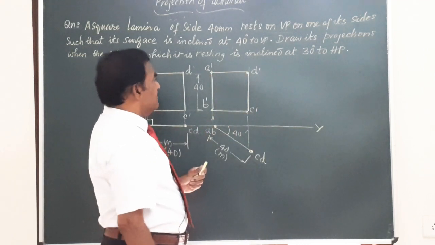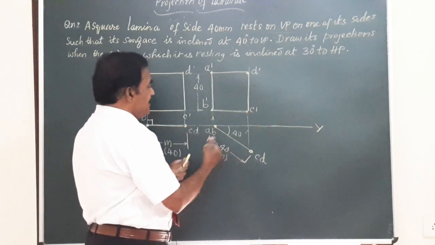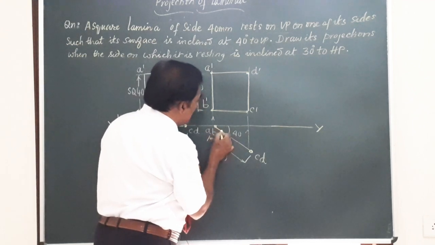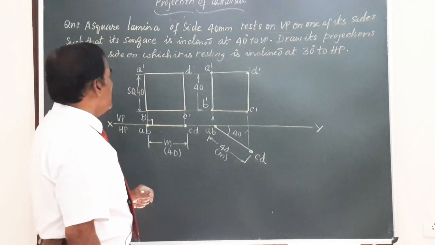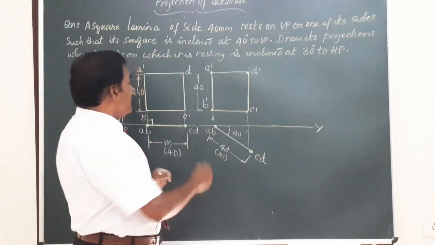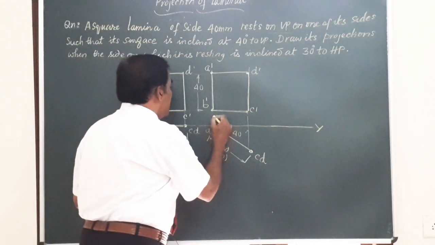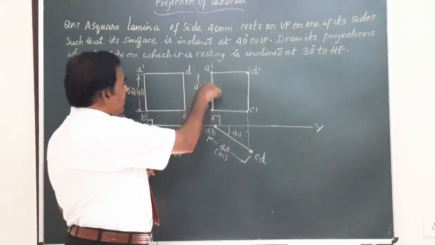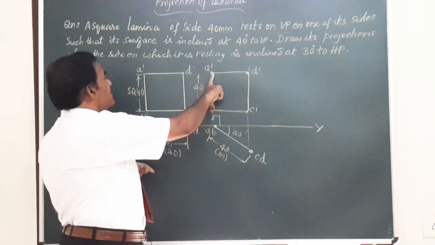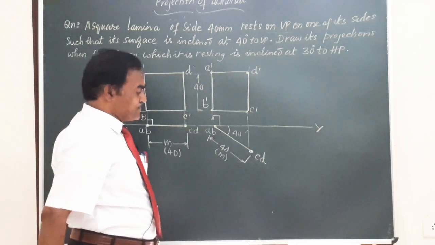Friends, you have the line inclined to VP or inclined to the wall, and we have the front view drawn here. And very obviously here, the line A dash B dash is normal to VP. It is on VP, the measurement of this and this will be same.